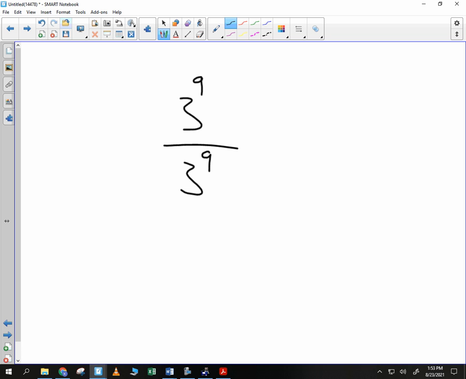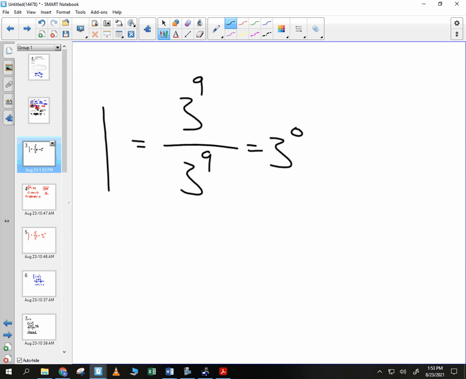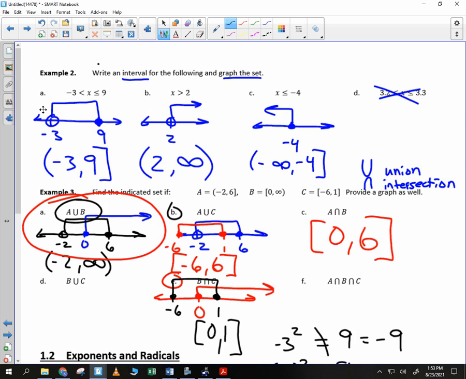3 to the 9th over 3 to the 9th. You know that when you divide, you subtract the exponents, right? Everybody agree that that's 3 to the 0? And yet, if you take something divided by itself, it's 1. So therefore, anything to the 0 is 1. That's why. Okay? Just want you to understand.